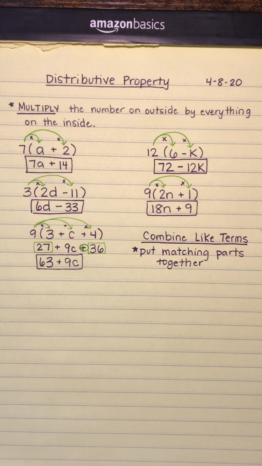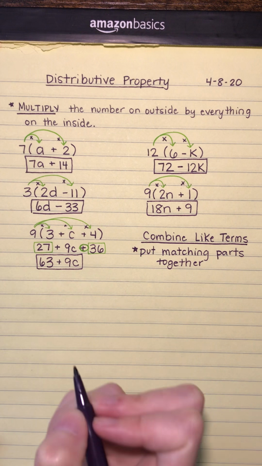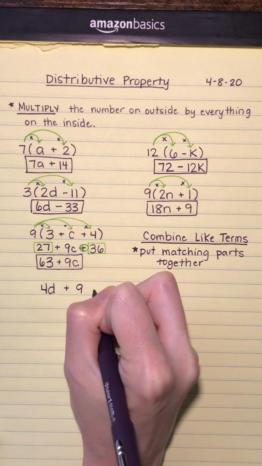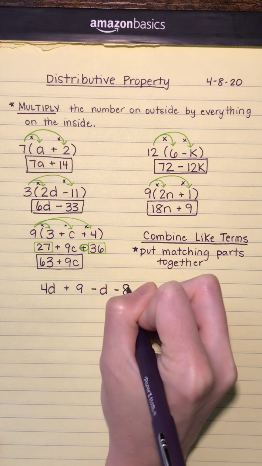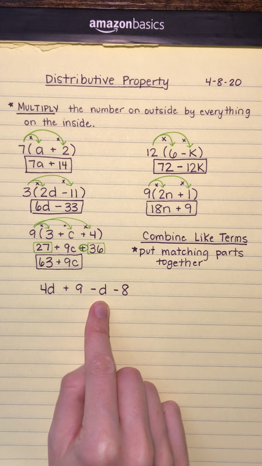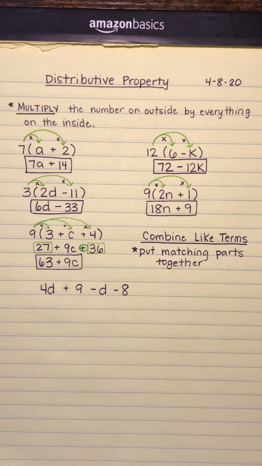I'm done. So let's try another problem where it's specifically combining like terms, looking for parts that match that could go together. So here is your next problem. I have 4D plus 9 minus D minus 8. Now in this problem I threw in one other trick. The trick is that if you see a letter and there is no number with it, there is actually always a number in front of a letter, and it's invisible if you don't see it.